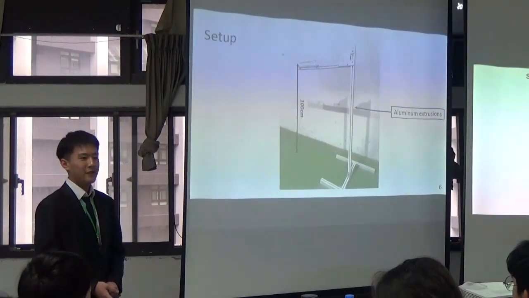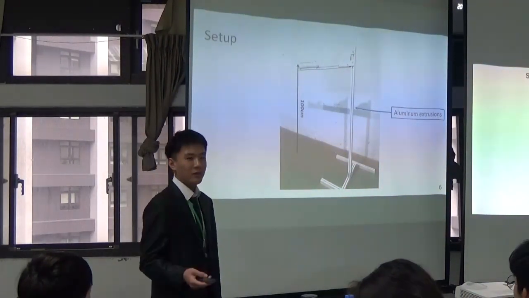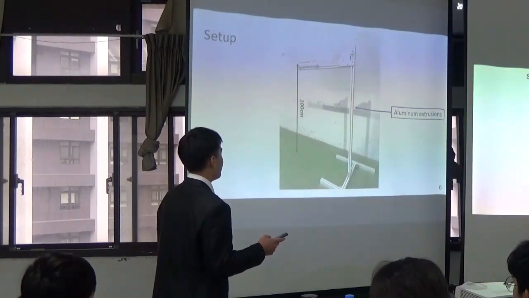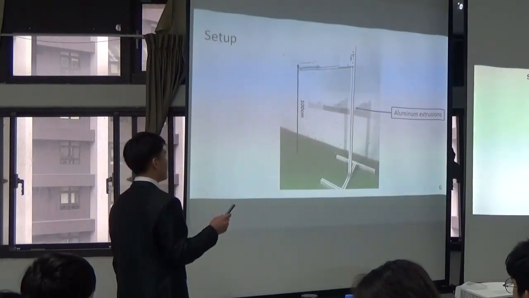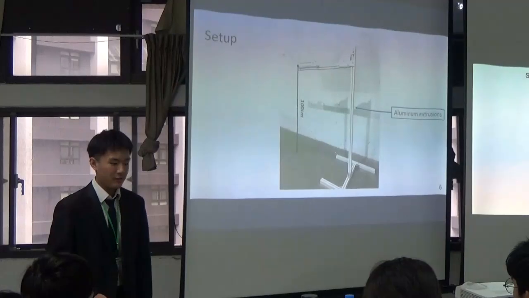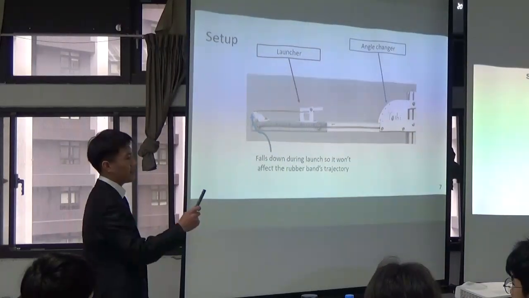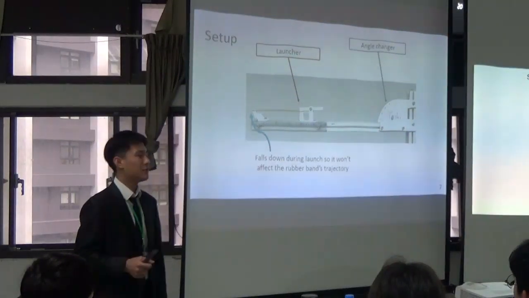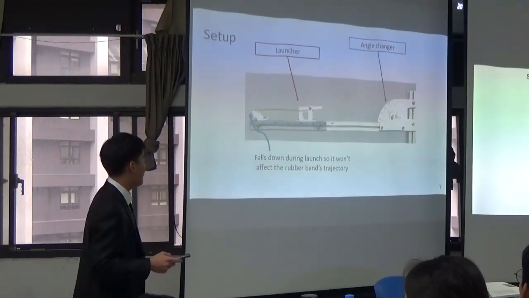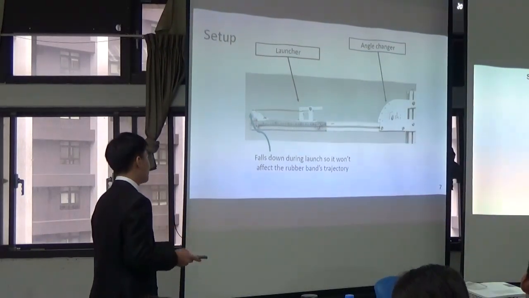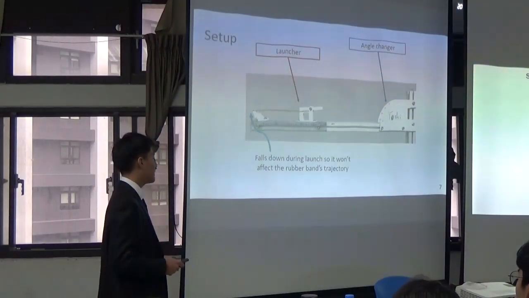And this is my setup of the experiment. So we use aluminum extrusions to support the launcher, and then we position the launcher to be exactly 1 meter above the ground. Here is a closer look at our launcher. The thing on the right allows us to change the angle of the launcher, and on the front of the launcher, the supporter falls down during launch, so it won't affect the rubber band's trajectory.